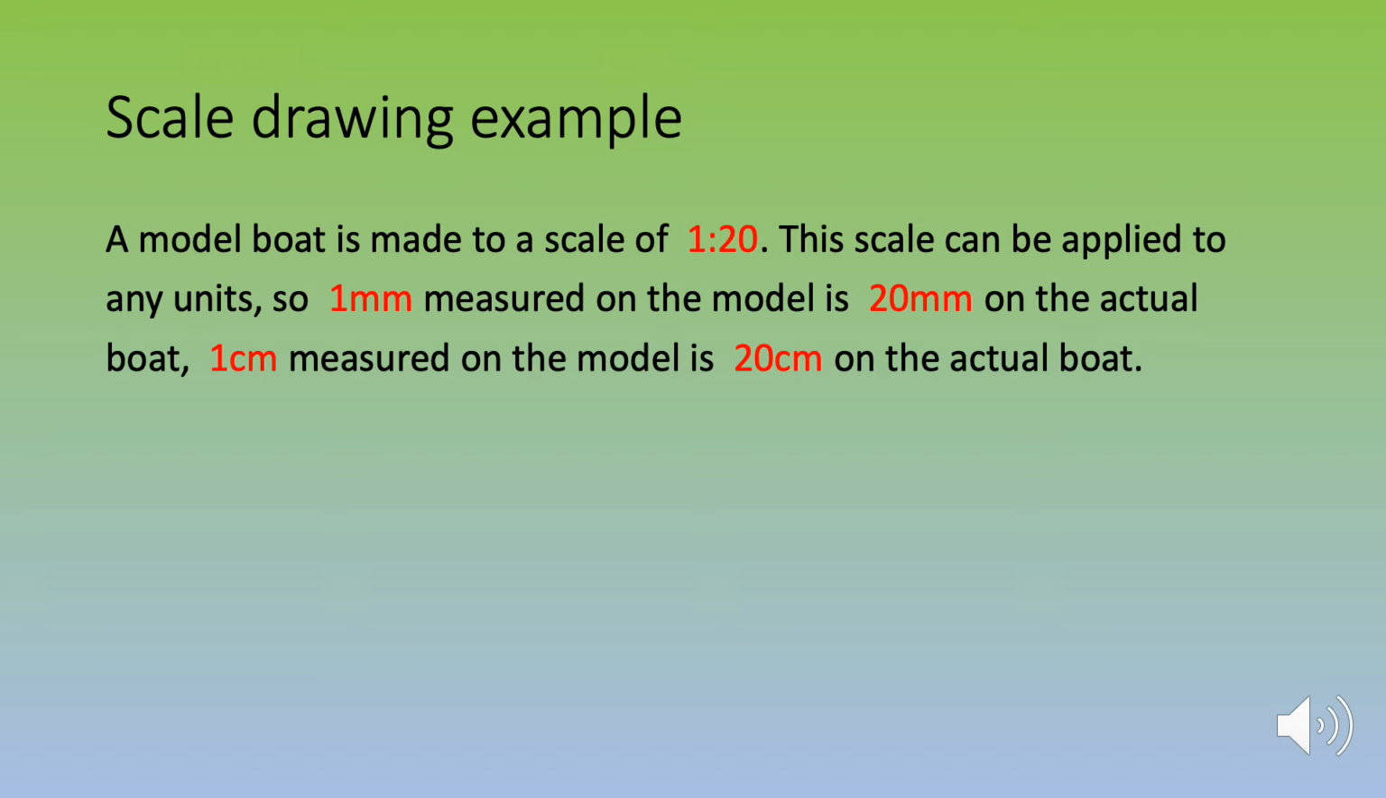Underneath here is half an example and half an explanation. A model boat is made to a scale of 1 to 20. This scale can be applied to any units. So 1 millimeter measured on the model is 20 millimeters on the actual boat. 1 centimeter measured on the model is 20 centimeters on the actual boat. Therefore, 1 centimeter is drawn on the map and that 1 centimeter is equal to 20 centimeters in real life. The dimensions have been reduced by the same proportion.